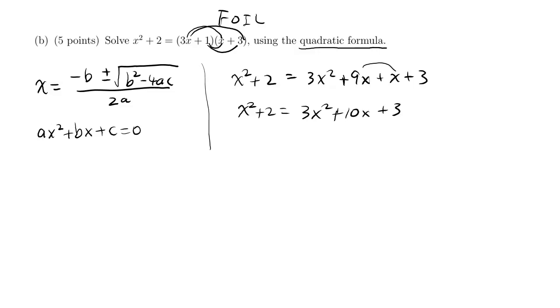Now, let's move everything to one side because to use this formula, one side has to be 0. So we're just going to move the x squared to both sides. You subtract x squared from both sides, so that's gone. Subtract 2 from both sides, so this is gone. Now you have 0 on this side. 3 minus 1 is 2.